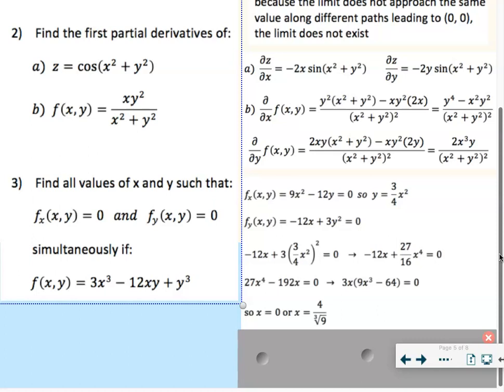This says cube root of 9. Yes, it is. That's right. Okay. Root of 2/3. Got it. Okay. All right, that works.